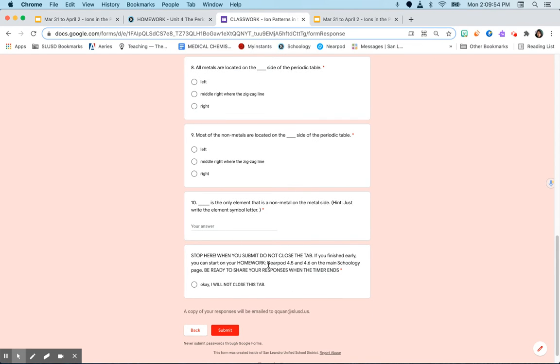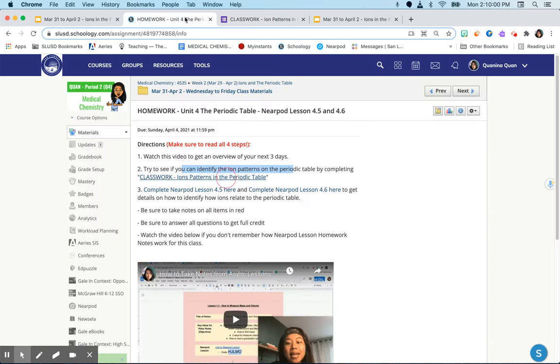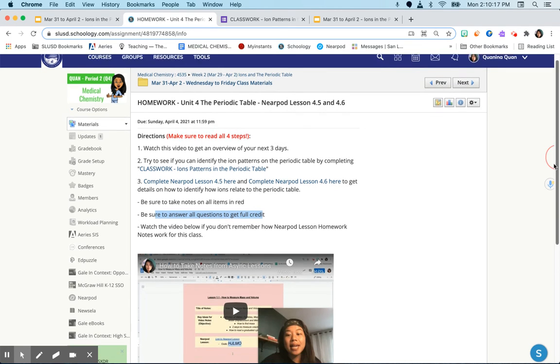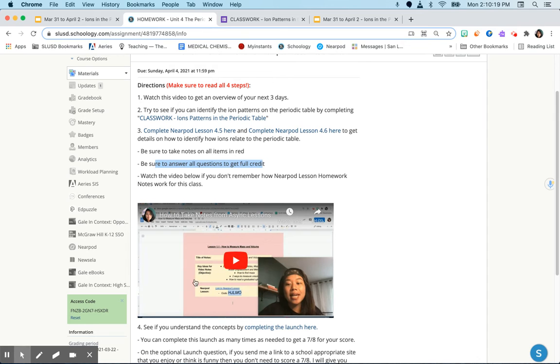And when you're done with this, go ahead and complete Nearpod 4.5 and 4.6. Don't worry about sharing out when the timer ends. So your next two Nearpods, 4.5 and 4.6, are listed here. As always, make sure to take notes on all the items in red and to answer all of the questions at the end to get full credit. And if you don't remember how note taking works for this class, feel free to watch this video.